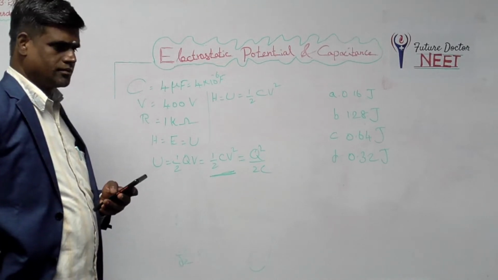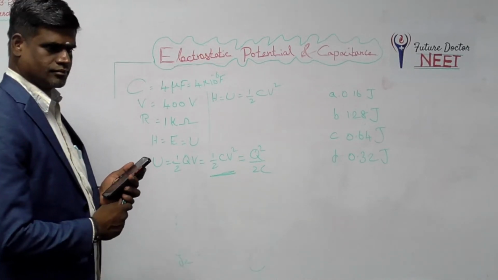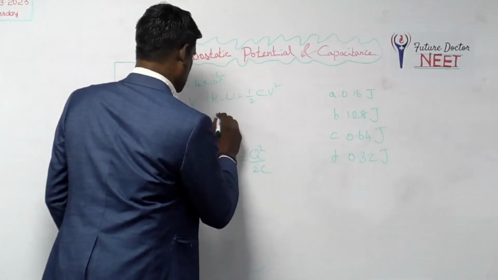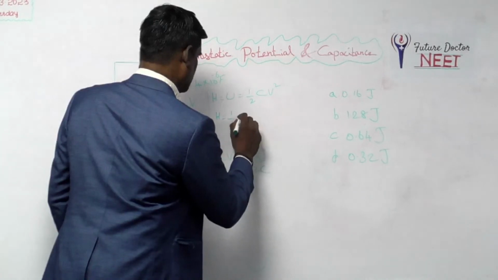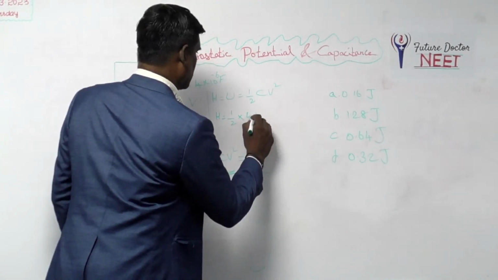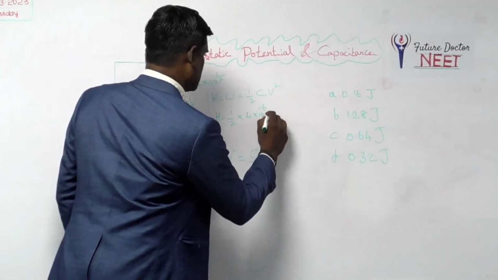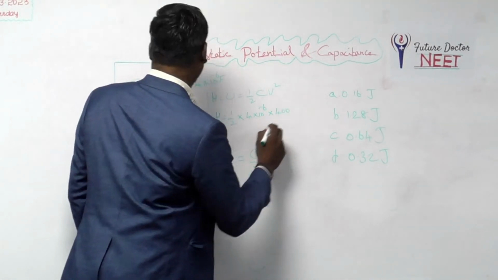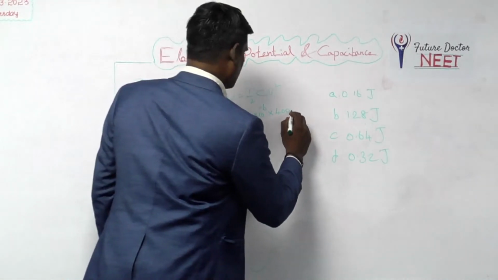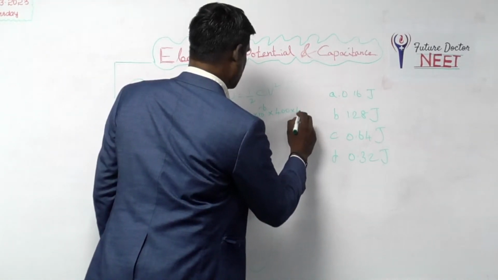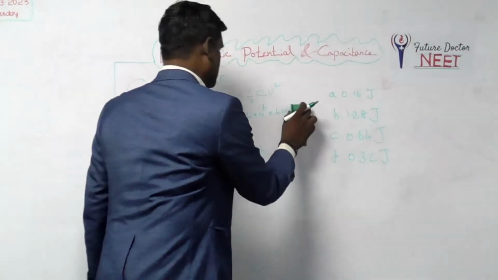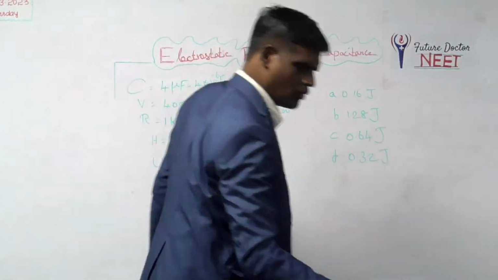What's the answer? H equal to half into C, 4 into 10 power minus 6, into 400 volts, 400 square. Is it so? You can write it as 400 square, because we are not going to simplify, it's getting cancelled easily.